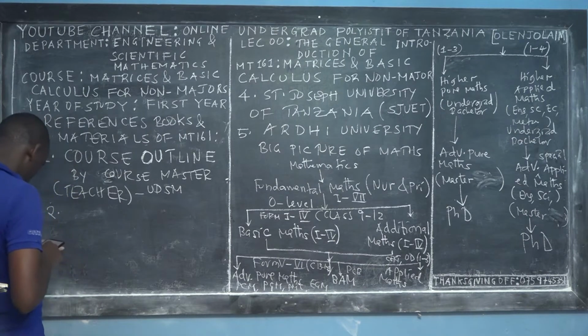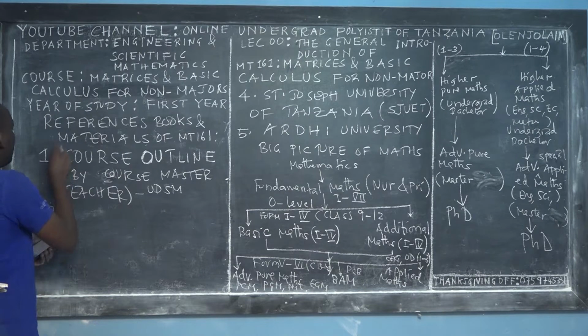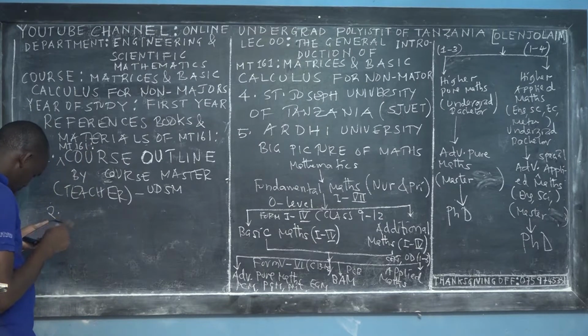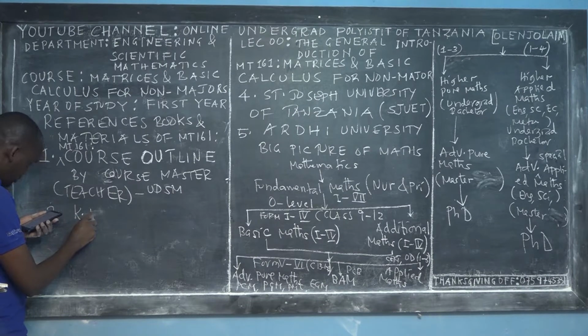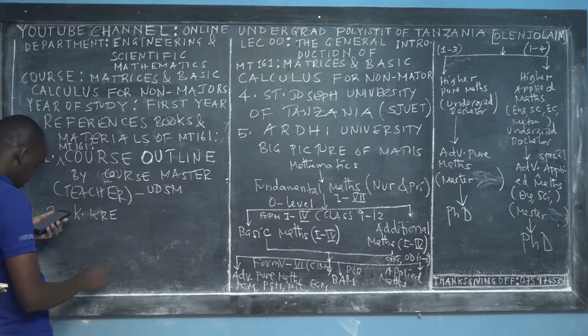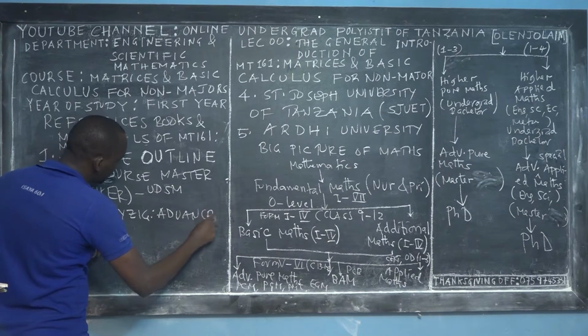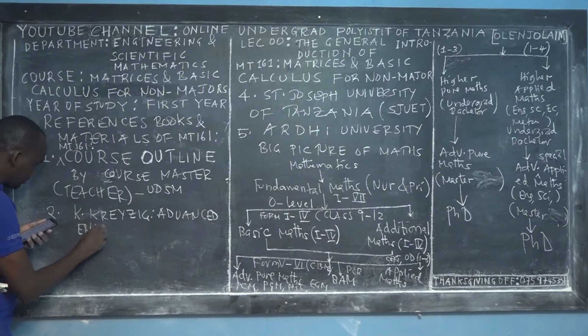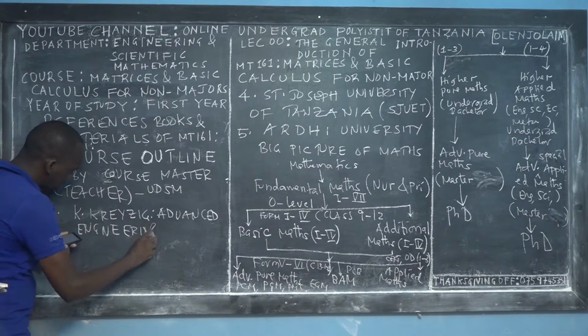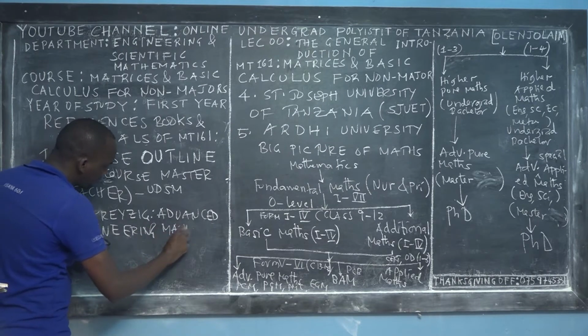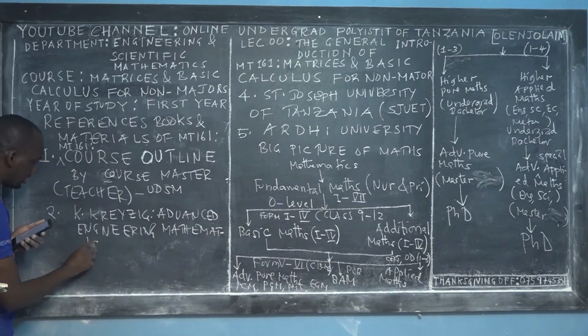For basic calculus and matrices, we call this the MT161 course outline. Okay? The second reference book is called Advanced Engineering Mathematics by K. Kreyszig, and the name of the book is Advanced Engineering Mathematics.